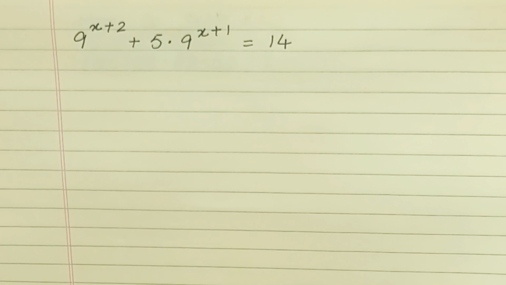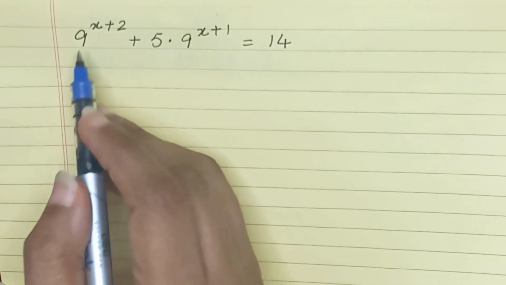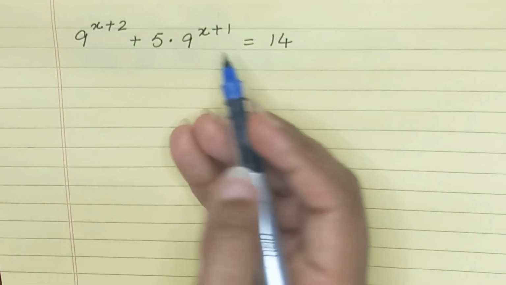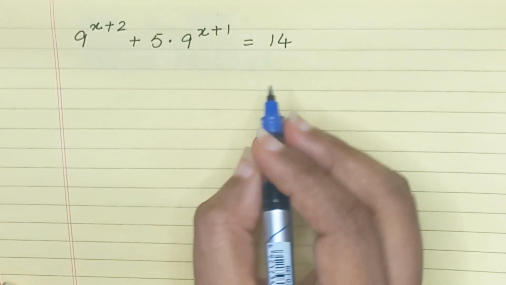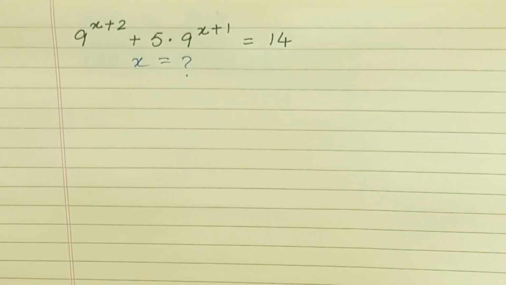Today I am here to discuss this exponential equation, which is 9 raised to the power x plus 2 plus 5 into 9 raised to the power x plus 1, which is equal to 14. And we have to find the value of x.